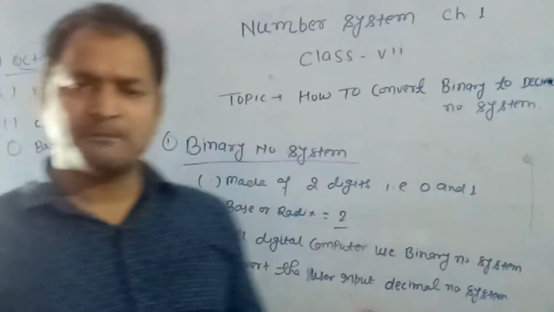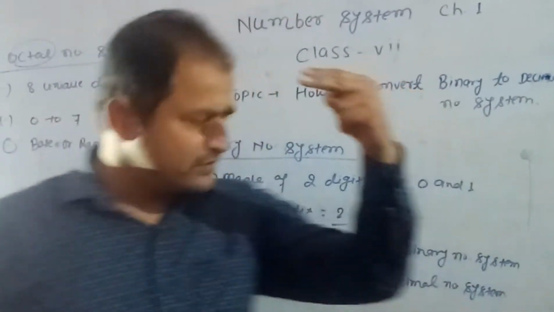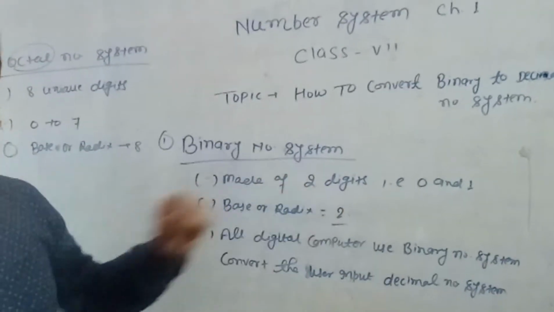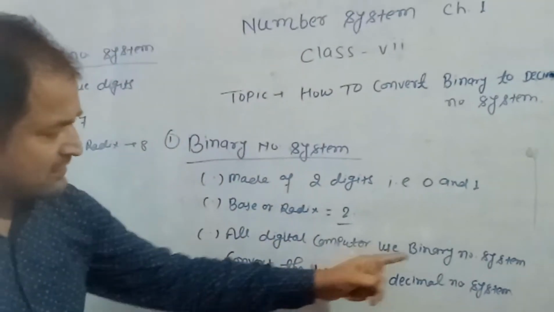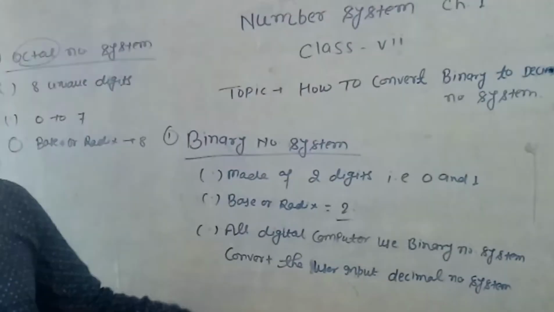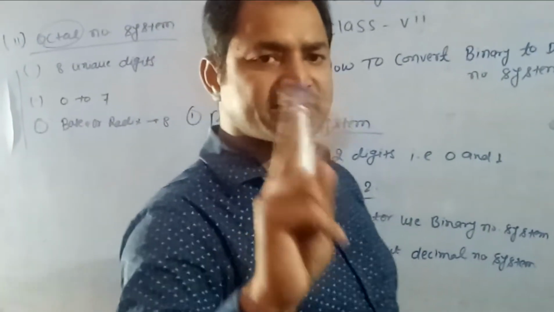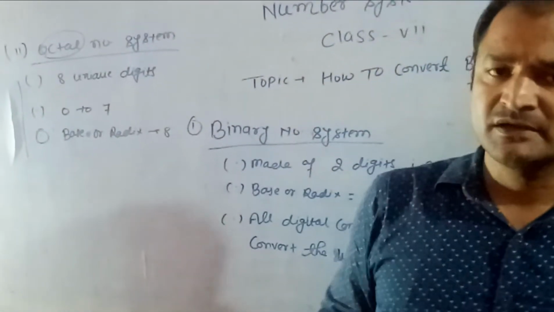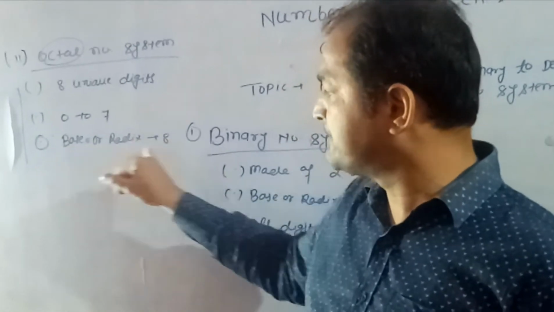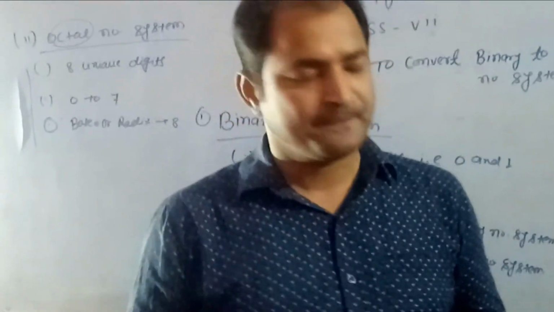If anybody asks what is the binary number system? Base 2, made of 2 digits, all digital computers use the binary number system and convert from the decimal number system. Octal has 8 unique digits, 0 to 7, and base or radix 8.